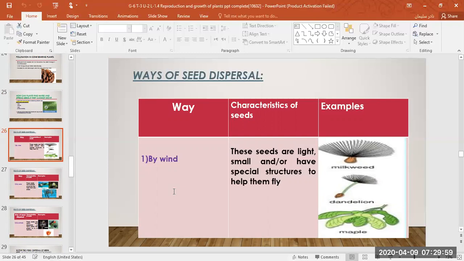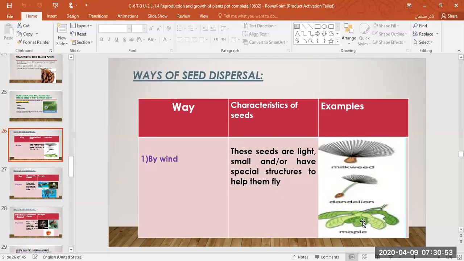Not only this, but some seeds also have specialized structures for flying. If we observe these examples, we can see the milkweeds have parachute-like structures that help them to fly. Dandelions also have parachute-like structures that allow them to fly. Also the maple fruits that contain the seeds have wing-like structures that are able to fly and be taken by wind. So the seeds with these characteristics can be spread by wind.